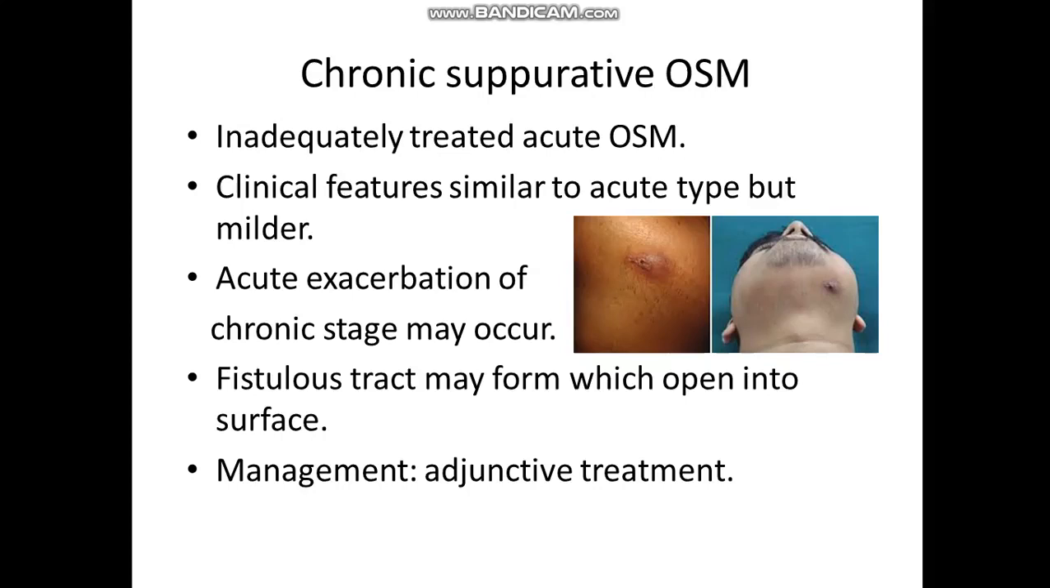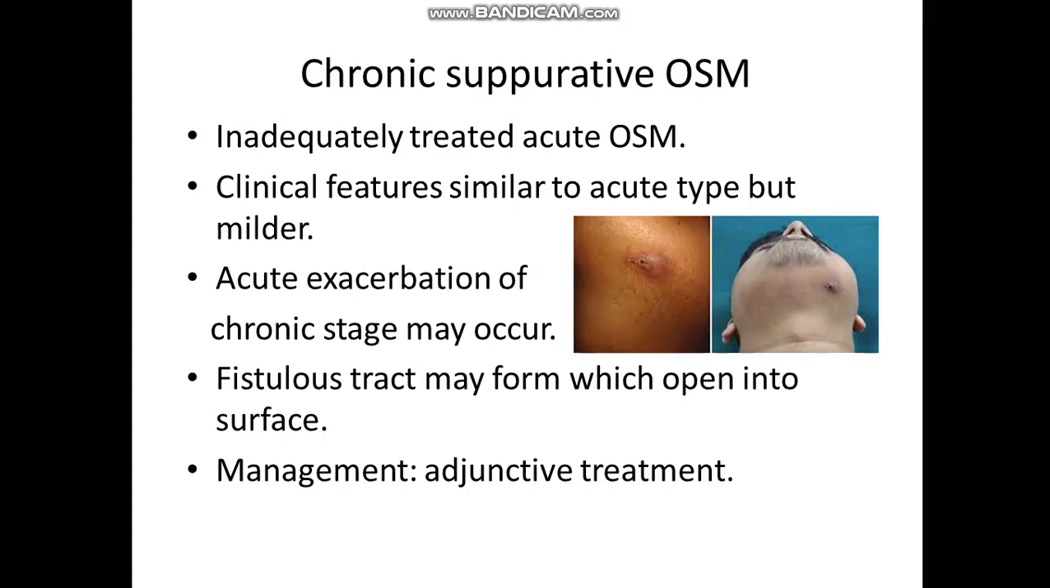The clinical features of chronic suppurative osteomyelitis are similar to that of the acute type, but it is milder. Why is it milder? Because here we can see there is sinus tract or fistula formation. Through the sinus tract or fistula, the pus could be released, and this decreases the clinical manifestation.